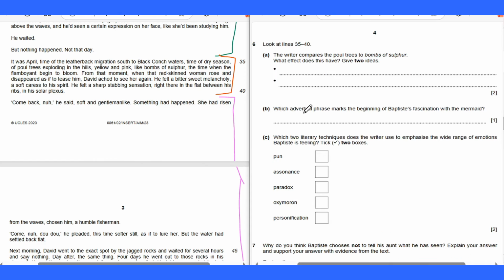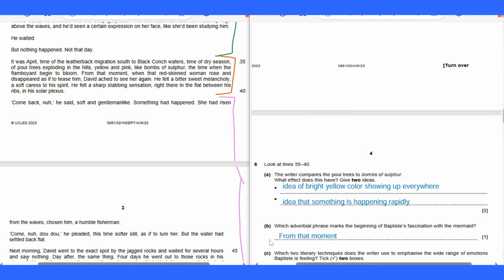Alright, 6b. Which adverbial phrase marks the beginning of Baptiste's fascination with the mermaid? 10 seconds. So we got the answer from still here. Adverbial phrase. Let's check out the answer, guys. From that moment. From that moment is the adverbial phrase. That is the only answer. Next.